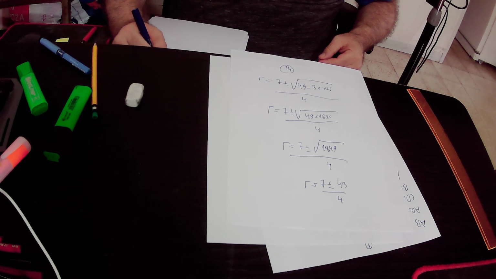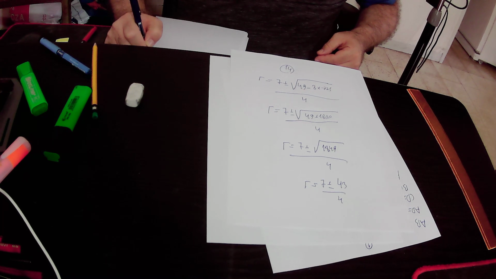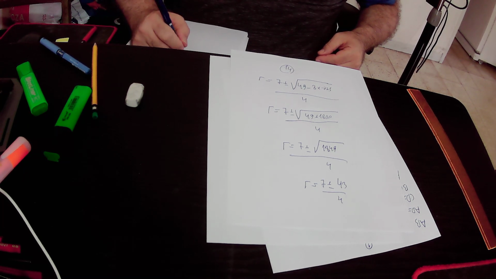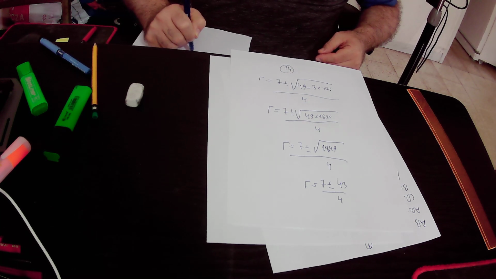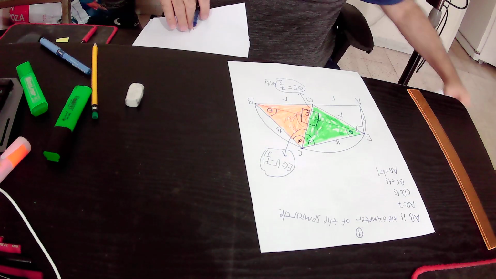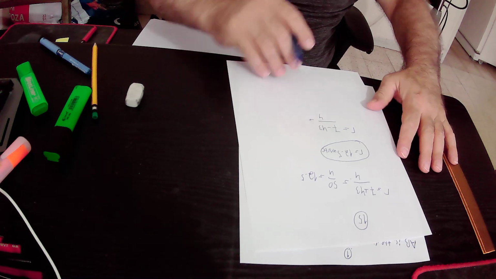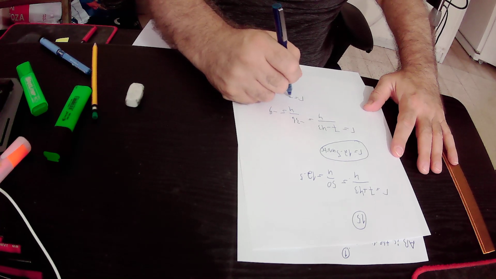So we have here two solutions. The first solution is R equals 7 plus 43 over 4. 7 plus 43 is 50, and 50 over 4 is 12.5. So the first solution for R is that R equals 12.5 units. And we have also the second solution. The second solution to this quadratic equation is R equals 7 minus 43 over 4. 7 minus 43 is minus 36 over 4, and minus 36 over 4 is minus 9. We got that R equals minus 9.